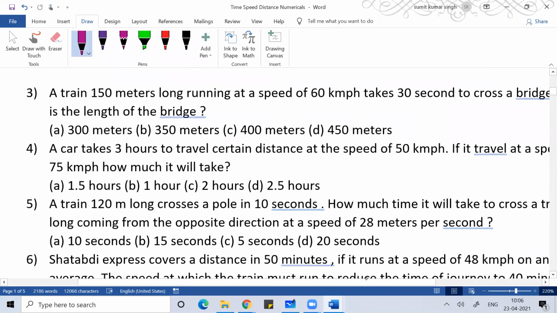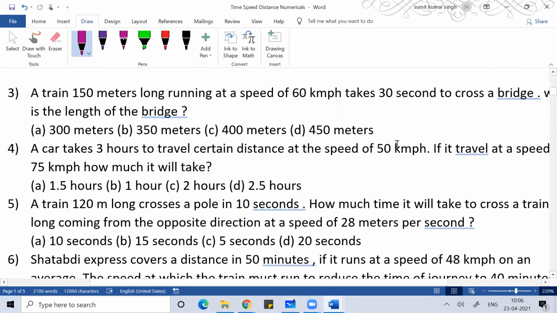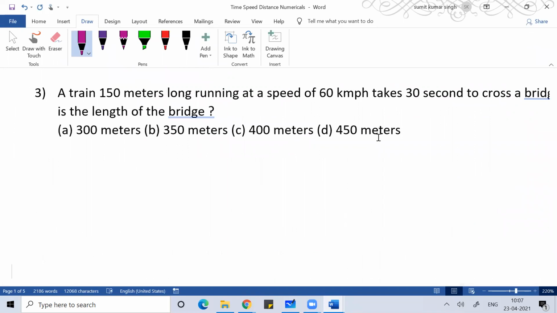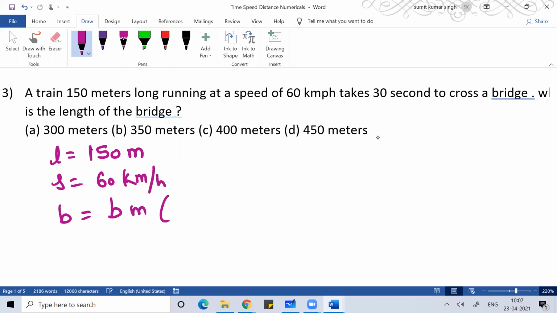So you can see this question number third. A train of length 150 meter, so the length of the train is 150 meter, is running at 60 kilometer per hour. So the speed of the train is 60 kilometer per hour. It takes 30 seconds to cross the bridge. Let the length of the bridge be b meter.